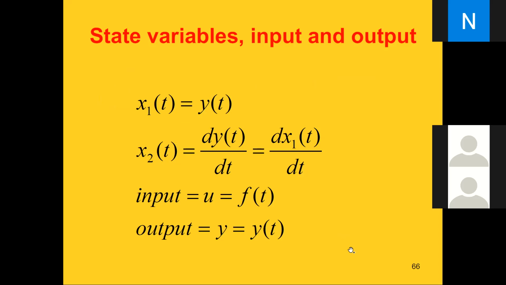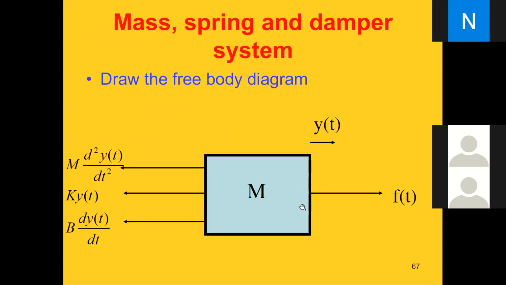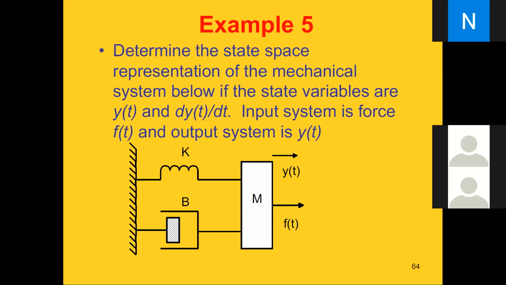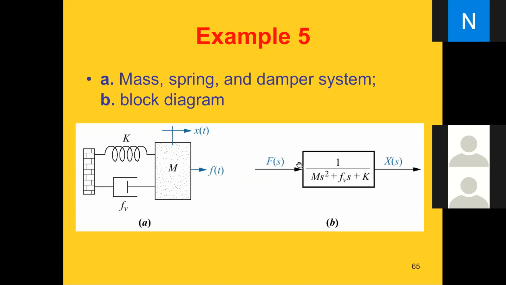So it's given that there are two state variables, the first one, x1, is y of t, which is the displacement. x2 is the velocity, dy over dt, which is dx1 over dt. And the input is u, which is the force, and the output is y, which is the displacement. So we draw the free body diagram for this particular system from this figure, with the force on the right and the displacement moving to the right.